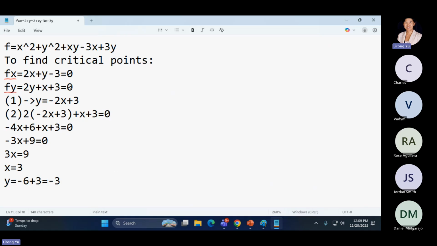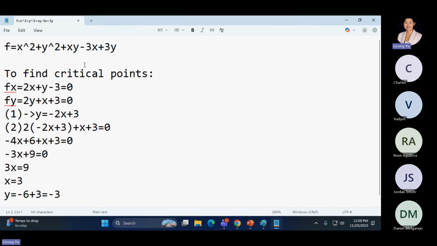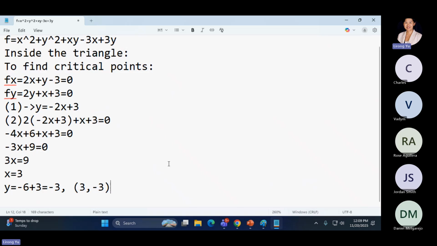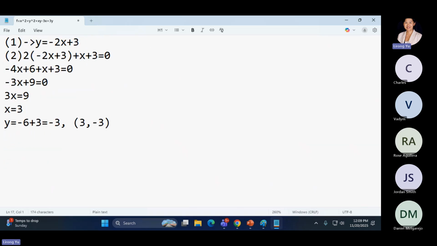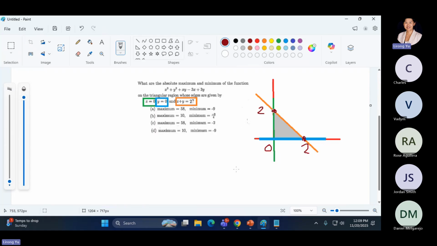Anyway, so what we're going to do right now to find the maximum is to determine what happened inside the triangle. But it turns out the critical point is not in the triangle. So the point we found is 3, negative 3, and because the critical point is not inside the triangle, we're now going to focus on the edges. Number 1, inside the triangle, we have the point 3, negative 3. That will be way over here.